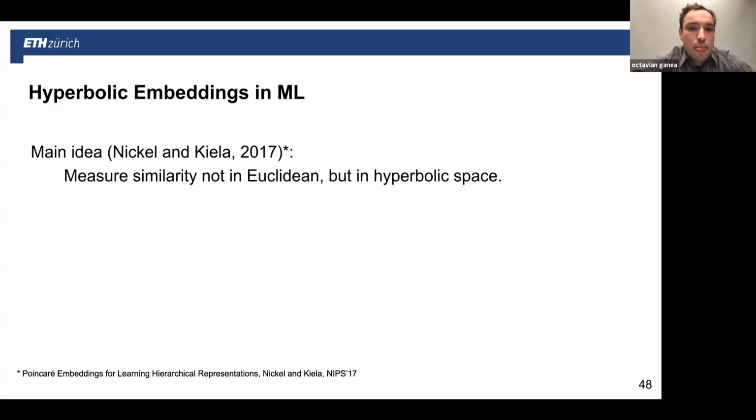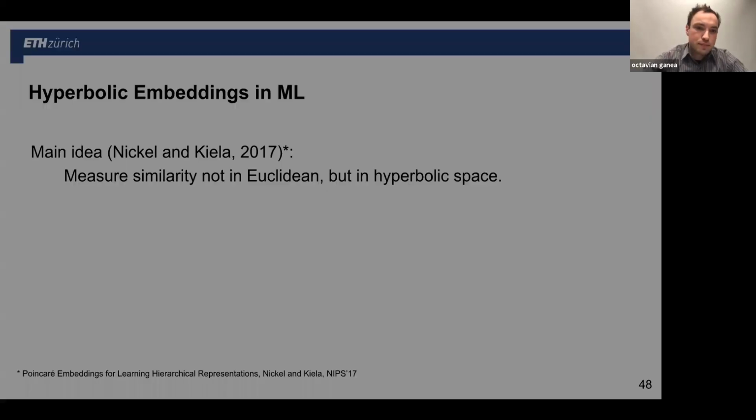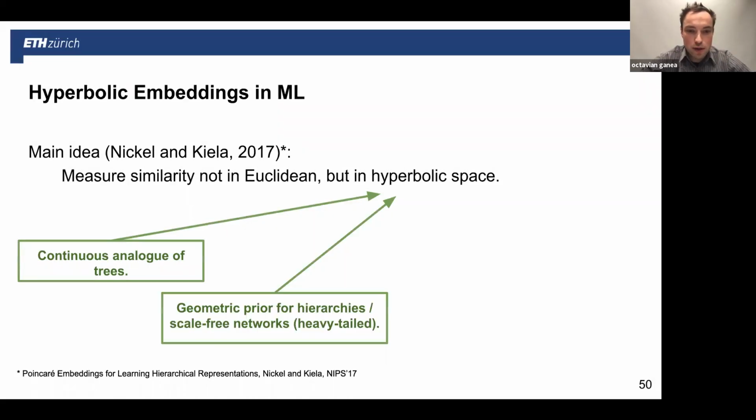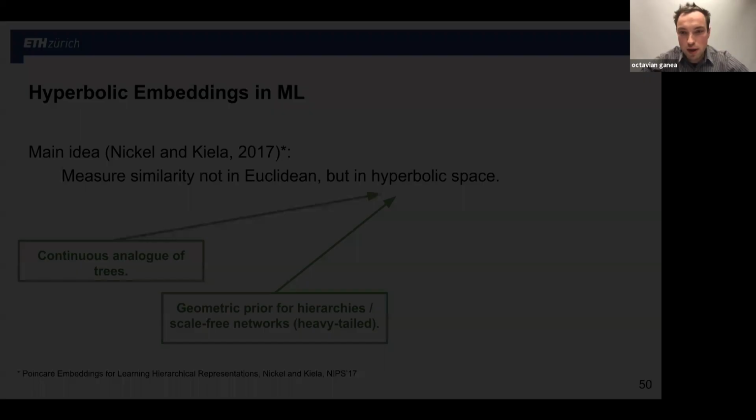Okay, and the first paper that tried to use these hyperbolic spaces in machine learning was published at NIPS 2017, NeurIPS later. What they want to do is to measure similarity not in Euclidean, but in hyperbolic space. The reason, as I already discussed, is that it is a continuous analog of trees. It's a good prior for hierarchical structures and scale-free networks.